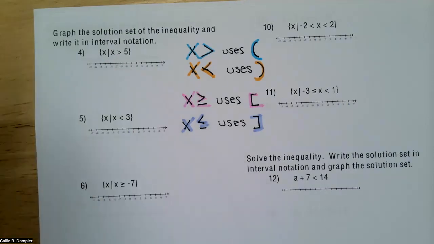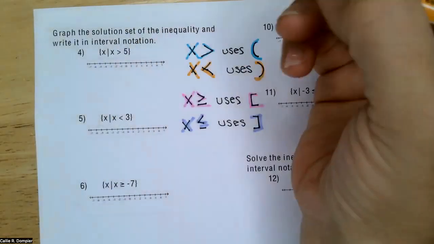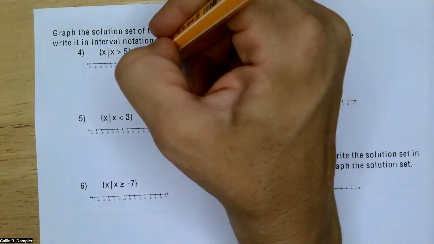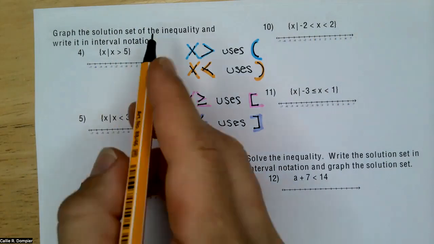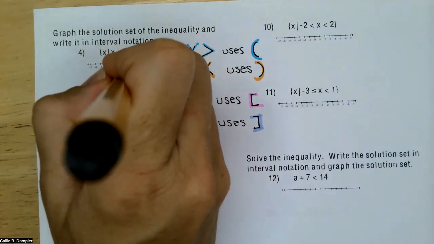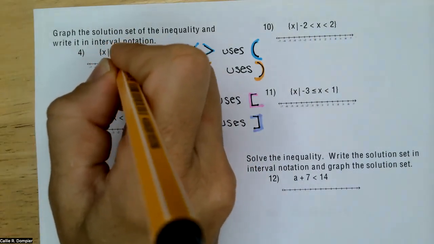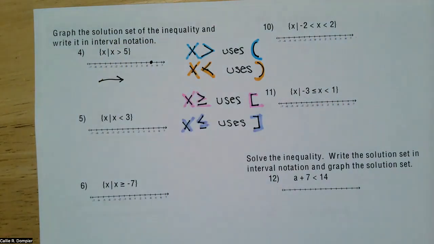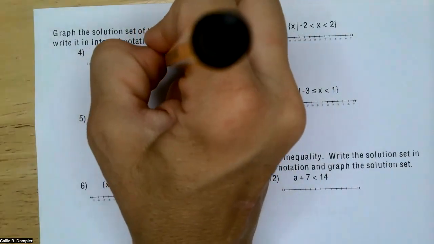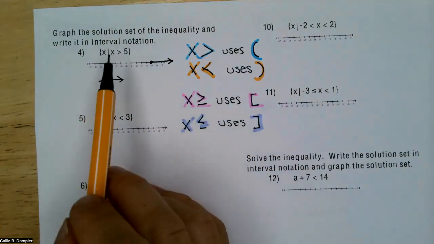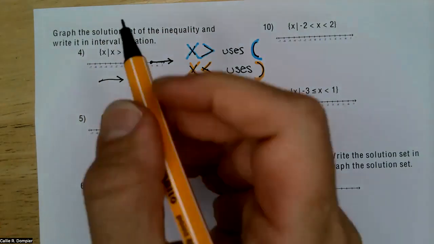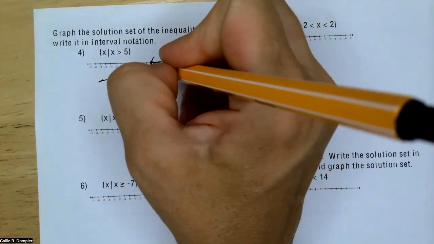Here, x is greater than 5. Find 5. Gosh, that's small. Here's 5, I think, right? Greater than, that means the arrow is going to go that way, just like that. Greater than sign looks like an arrow going that way, okay? So I'm going to go that way. And then do I use parentheses or a bracket? Greater than does not include 5. So to not include 5, parentheses.